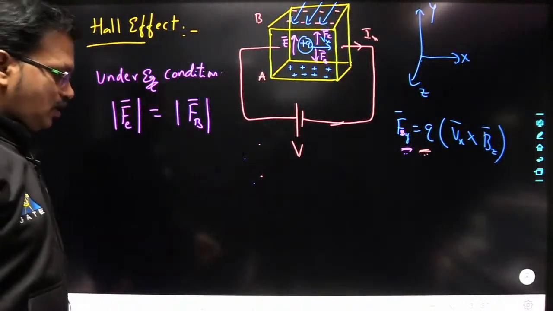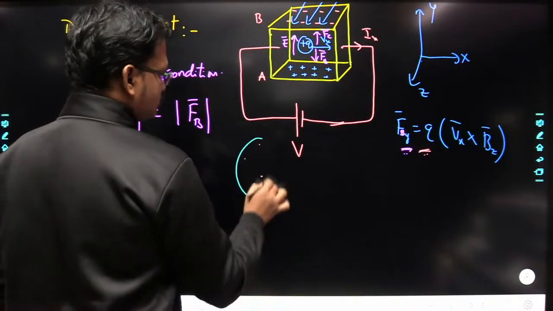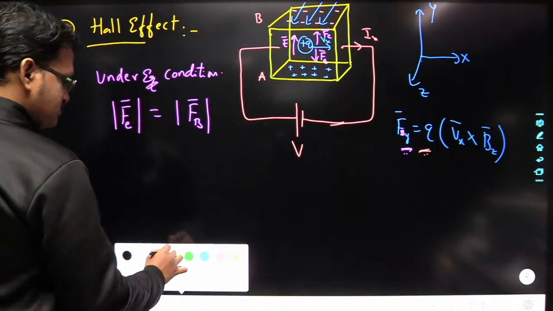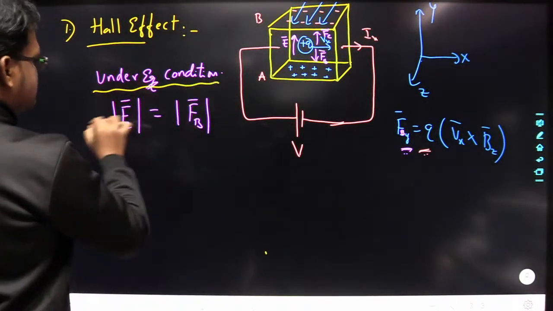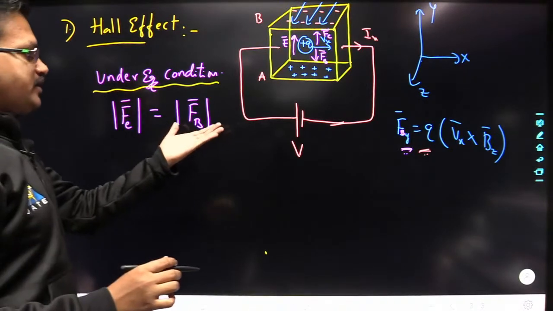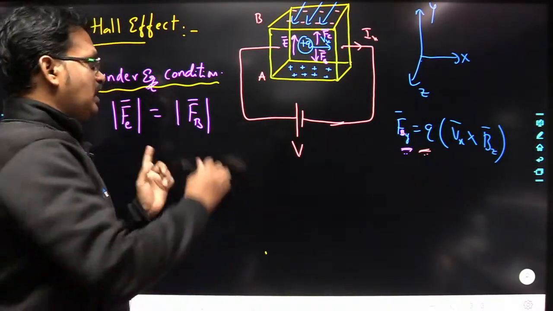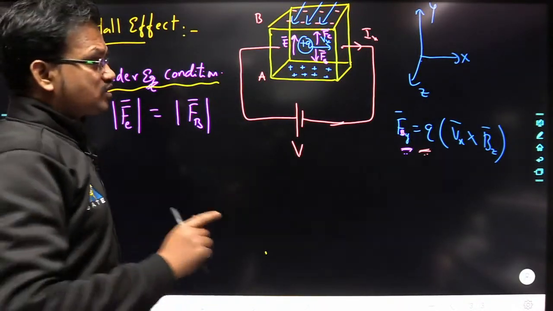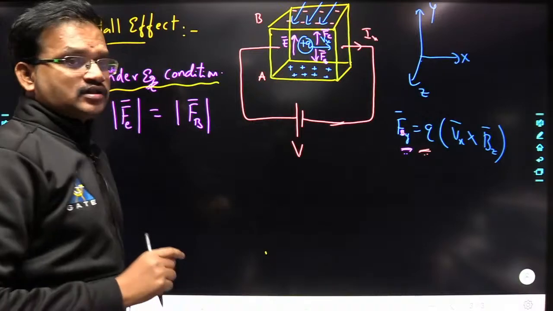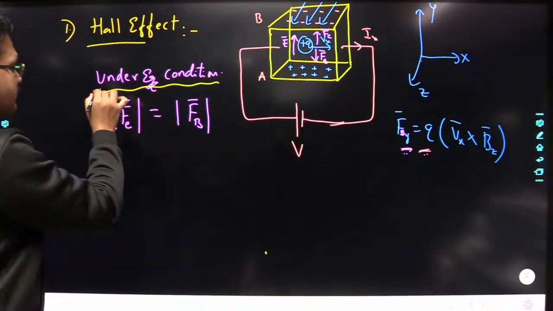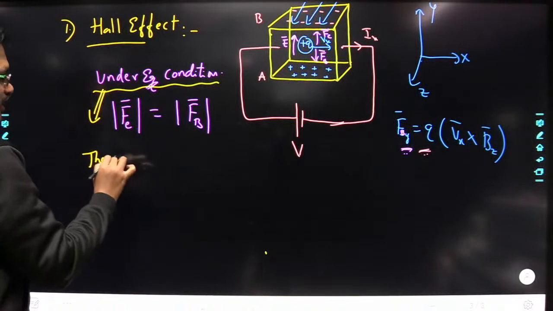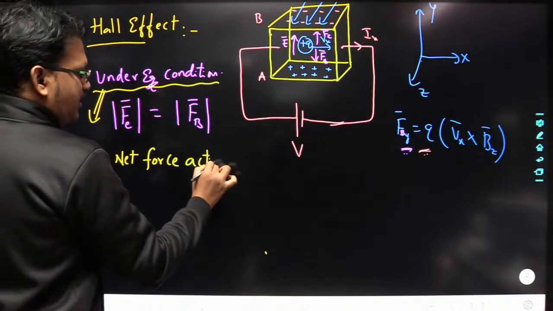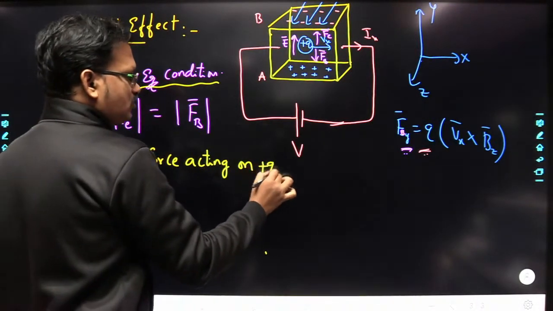Okay, so this is what we have seen under equilibrium condition. Under equilibrium condition, the electrical force magnitude and the magnetic force magnitude both become equal, and they act exactly opposite to one another. So now the net force acting on the charge will become equal to what? The net force acting on plus Q will become equal to what?